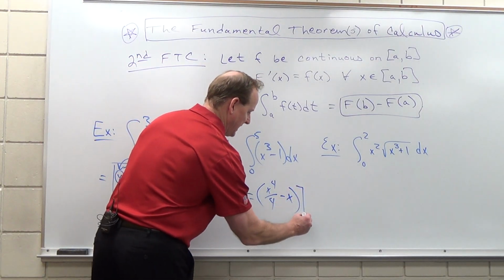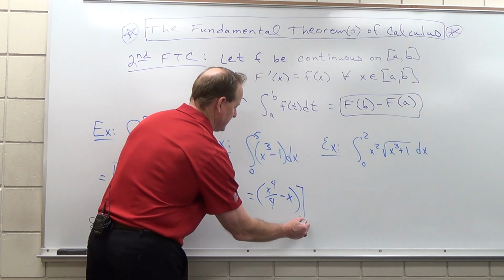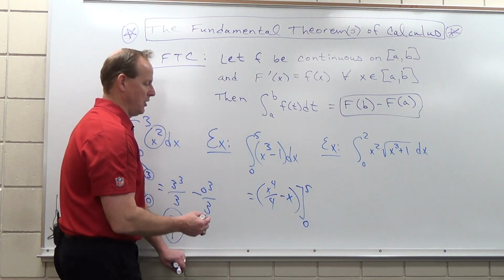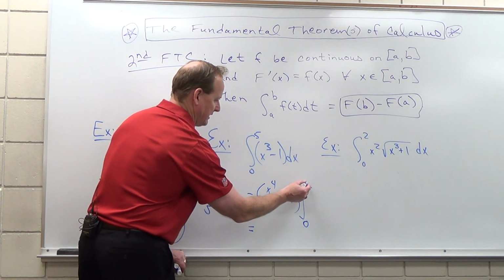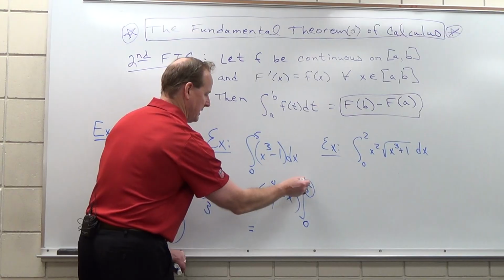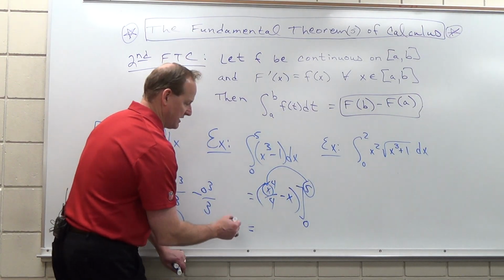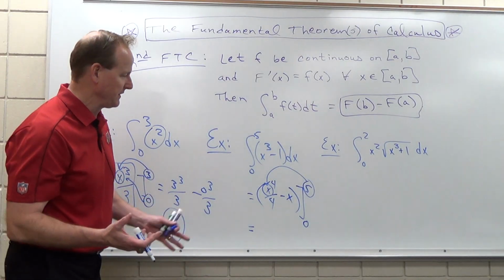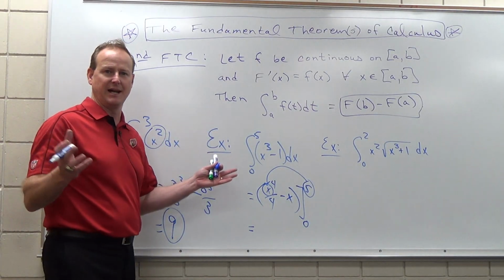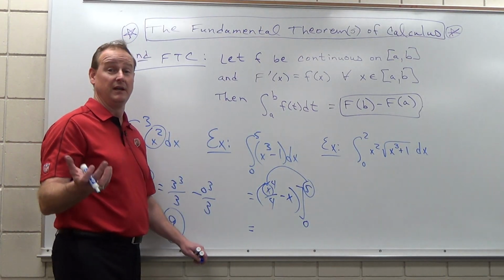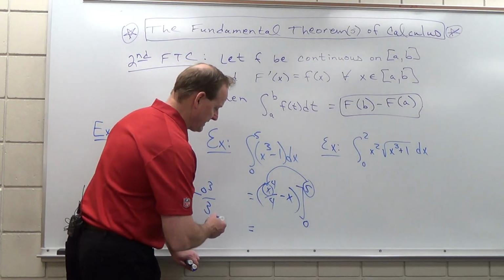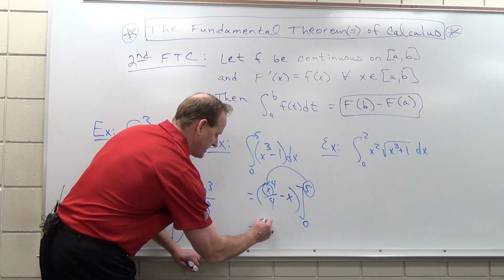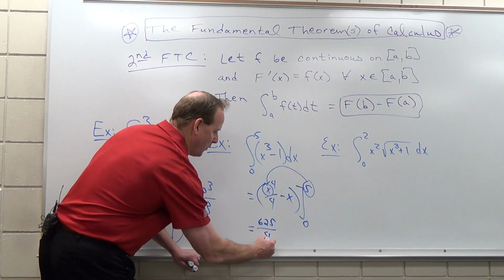And I want to evaluate this from 0 to 5. So by doing that, I'm going to plug the 5 in for the upper limit everywhere there's an x. So this is 5 to the 4th divided by 4. Well, 5 to the 4th power, if you don't know that off the top of your head, I can split it up. That's 5 squared times 5 squared, which is 25 times 25, or 25 squared is 625 over 4.